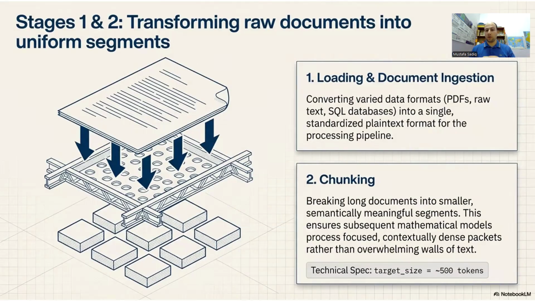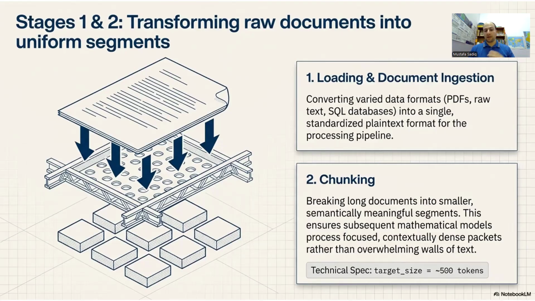by converting varied data formats like PDFs, raw texts, or SQL servers or databases into a single standardized plain text format for the processing pipeline. So whatever the source of data or the type of data or the shape of data, we are just unifying them as a plain text format.